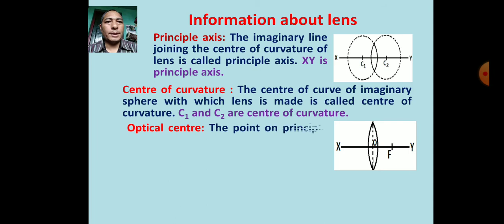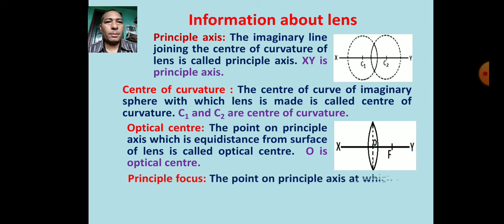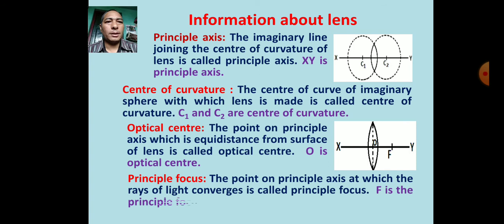Optical center. The point on principal axis which is equidistant from surface of lens is called optical center. O is optical center. Principal focus. The point on principal axis at which the rays of light converge is called principal focus. F is the principal focus.